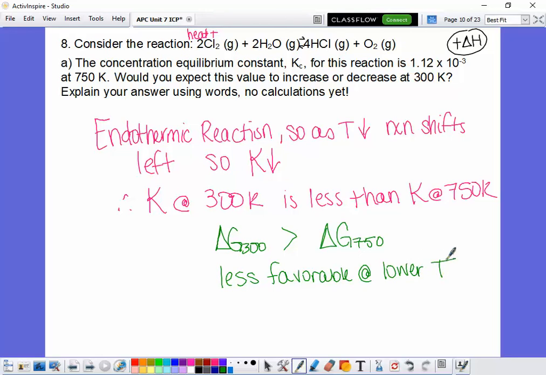Okay, and we're going to use that prediction in a little bit when we do the calculations to make sure it matches up with our prediction. Okay, again, constantly asking yourself, does my answer make sense? Does my sign make sense? These are things that will help you with these calculations.